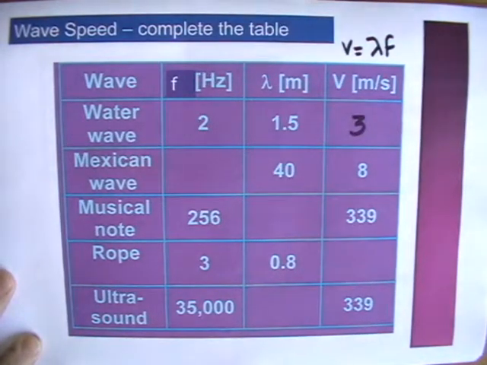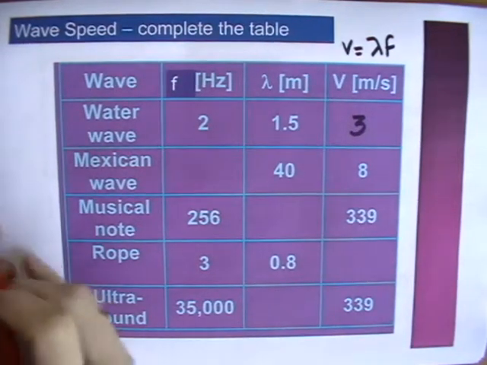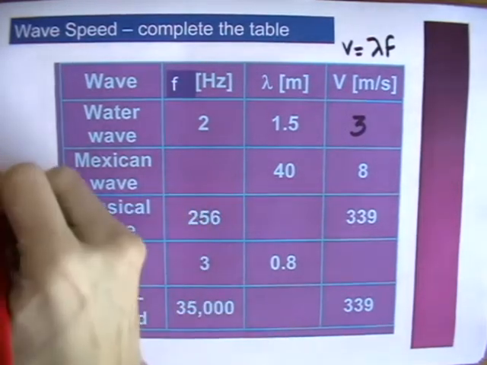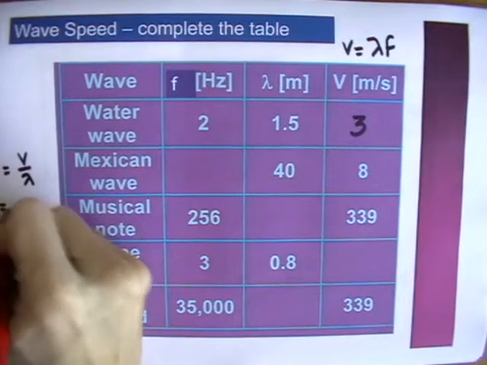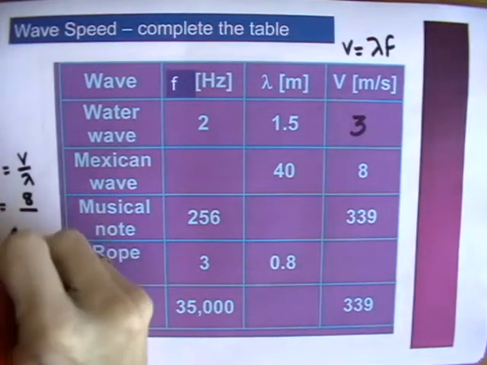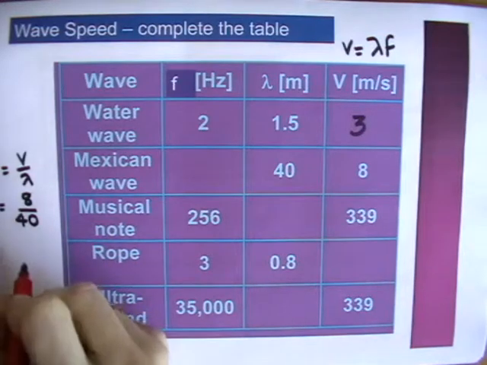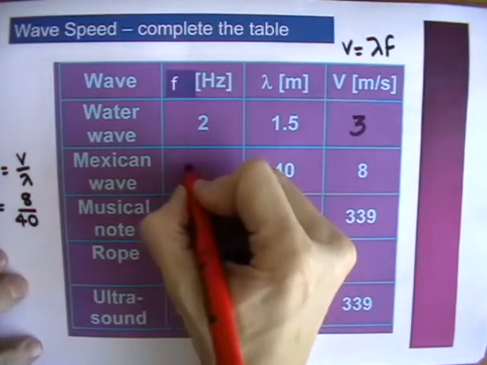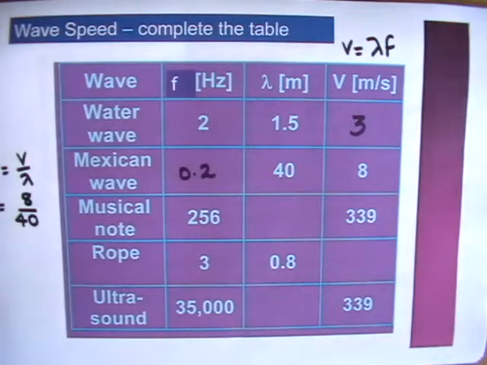Mexican wave, which is people moving up and down, wavelength of 40 meters and a speed of 8. So if we just rearrange your equation, we're looking for frequency. So frequency is V over lambda, and V is 8, and lambda is 40. So 8 goes into 40 5 times, so it's 1/5 or 0.2 Hertz is your frequency.